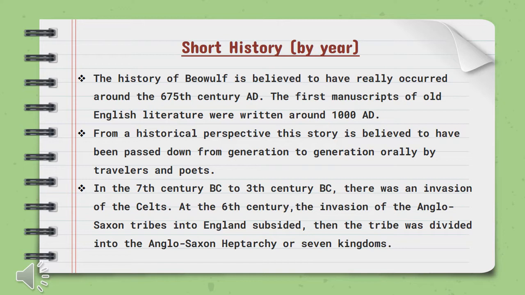In the 7th century BC to 3rd century BC, there was an invasion of the Celts. At the 6th century, the invasion of the Anglo-Saxon tribes into England subsided. Then the tribe was divided into the Anglo-Saxon Heptarchy or Seven Kingdoms.